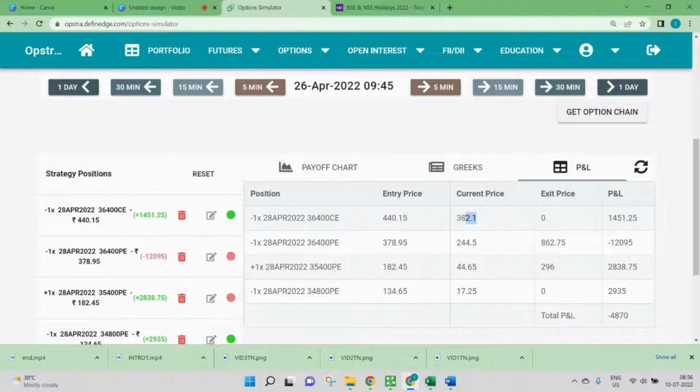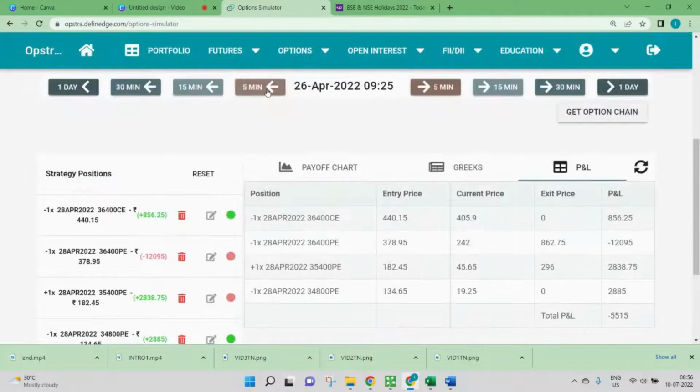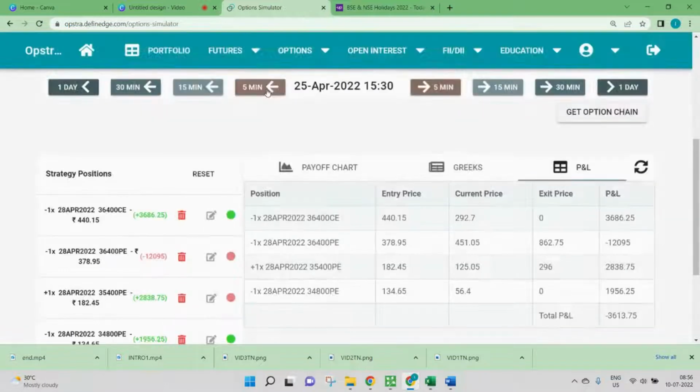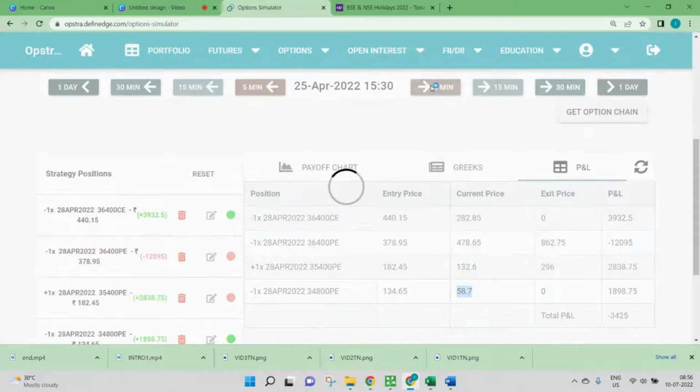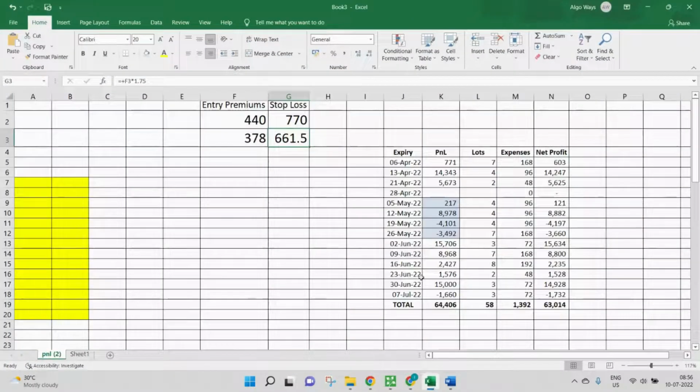So 380 is the premium of 1 lakh. So the stop loss has got hit here. Let me see. 401, 365, 392. At the opening candle, we have a stop loss. So minus 5132. We have to take the loss. Minus 5132.